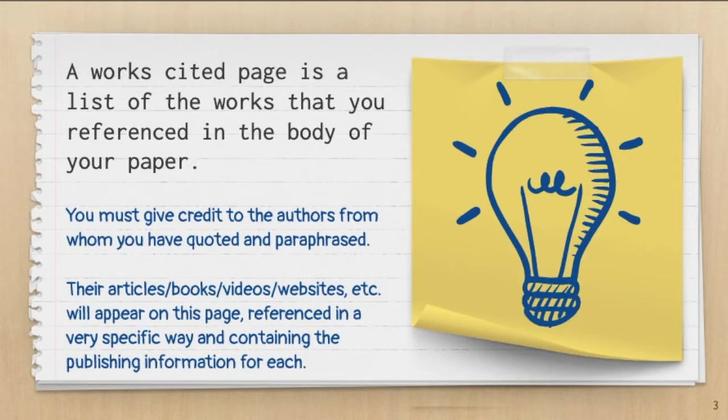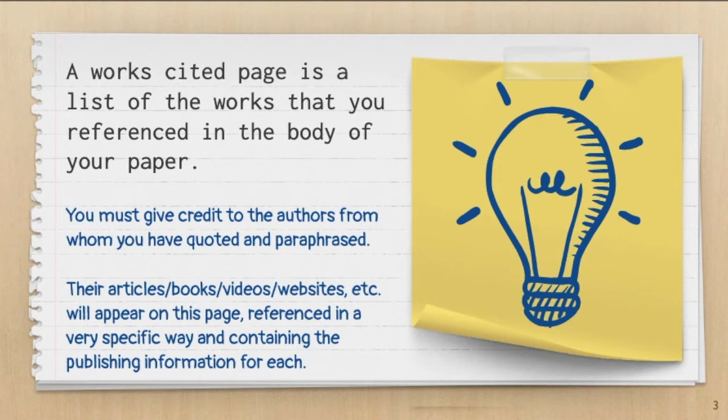Okay, so a works cited page is a list of the works that you referenced in the body of your paper. So this is different than a bibliography. A bibliography is a list of sources that you used when you researched. Not all of those sources made it into your paper. A works cited page is instead a list of those things that you did use when you wrote your paper. You must give credit to the authors from whom you've quoted and paraphrased, even when you've gotten ideas from them as well. Remember, we talked about all of this when we had our lesson on avoiding plagiarism.